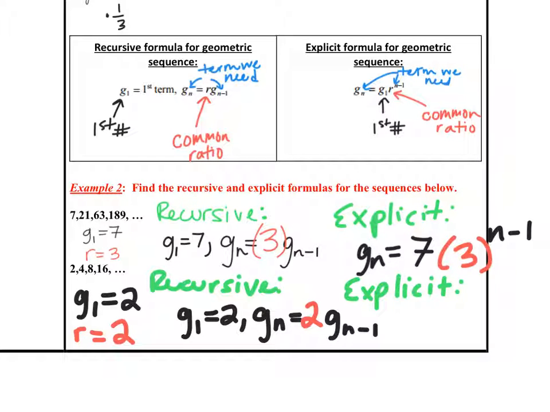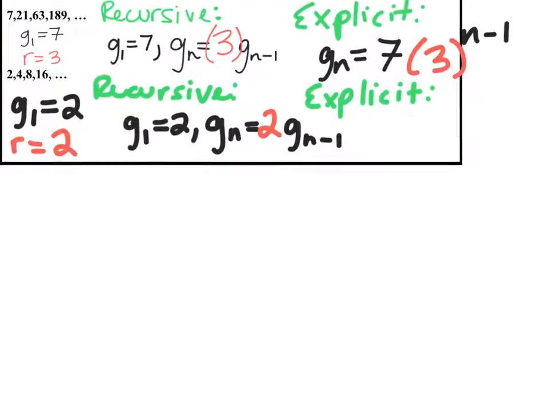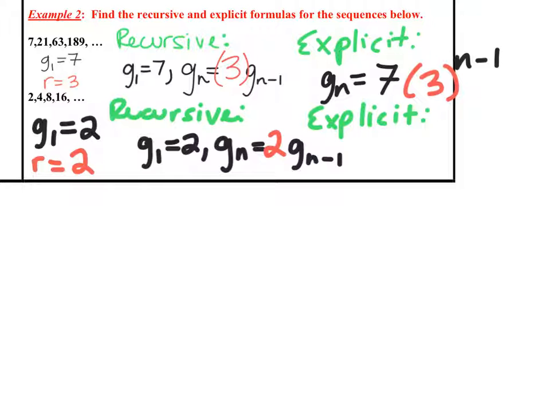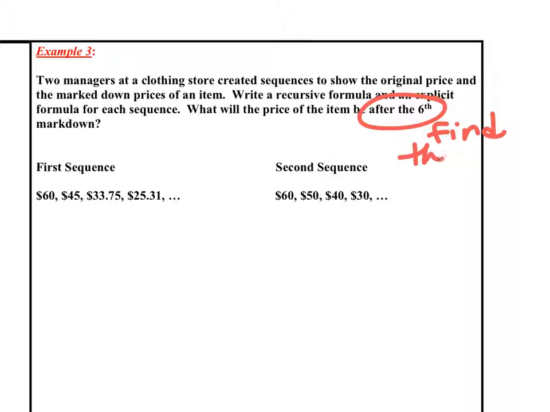Okay. That is my recursive formula. Now I need my explicit, which I didn't leave myself very much room, so I'm going to do it down here. Who's got the explicit? Thank you, Nancy. 7 times 3 to the N minus 1. Excellent. Find the 7th term because it's after 6.